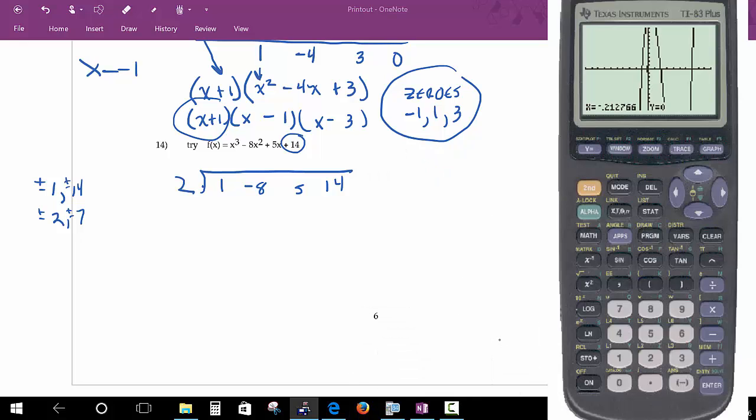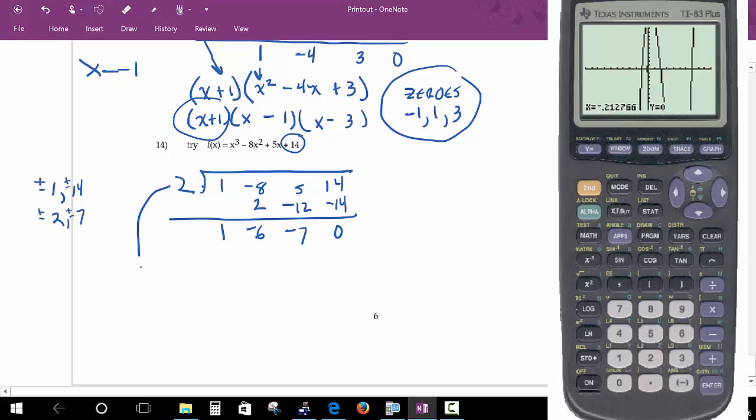Okay, I picked 2. Again, it doesn't matter what you pick. You could have chosen -1, 2, or 7. Okay, so I'm going to bring that down. 1 times 2 is 2. That's -6, -12, -7, and -14. So you end up with that.